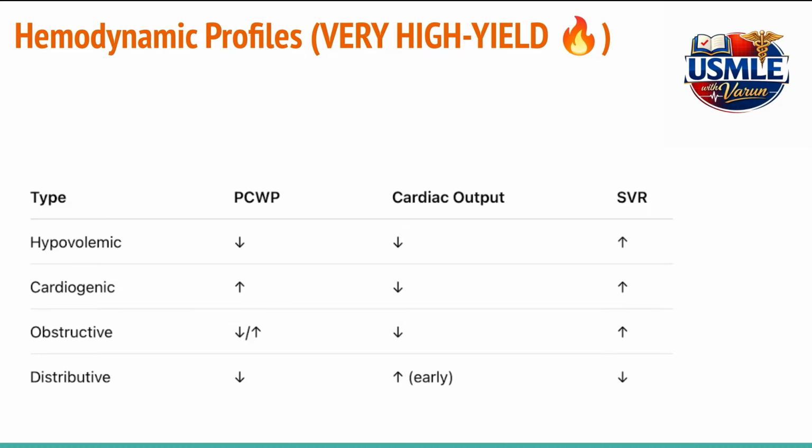And finally, distributive shock is associated with reduced pulmonary capillary wedge pressure. There is increased cardiac output in early stages of distributive shock, and also reduced systemic vascular resistance. So the type of shock in which pulmonary capillary wedge pressure is elevated for sure is cardiogenic shock, whereas cardiac output is increased in early distributive shock. In all other conditions of shock, the cardiac output usually decreases, whereas systemic vascular resistance is decreased in cases of distributive shock, whereas in all other types of shock, the systemic vascular resistance generally tends to increase or be on the upper end.